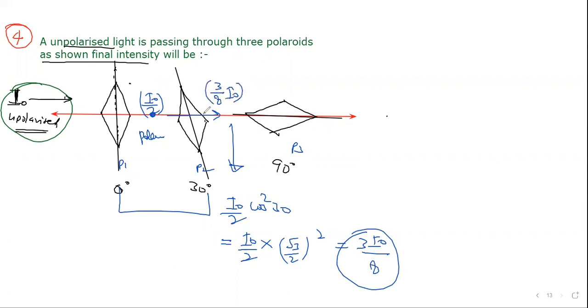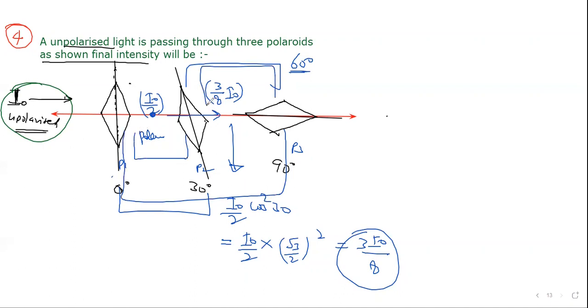Now the next polarizer, P3. The angle between these two polarizers will obviously be 60 degree, right? Because the angle between the first and last is given as 90 degree, and between these two is 30 degree. So between these two it obviously becomes 60 degree. So what is the intensity at this point? The intensity here is 3 by 8 of I naught and cos square 60.